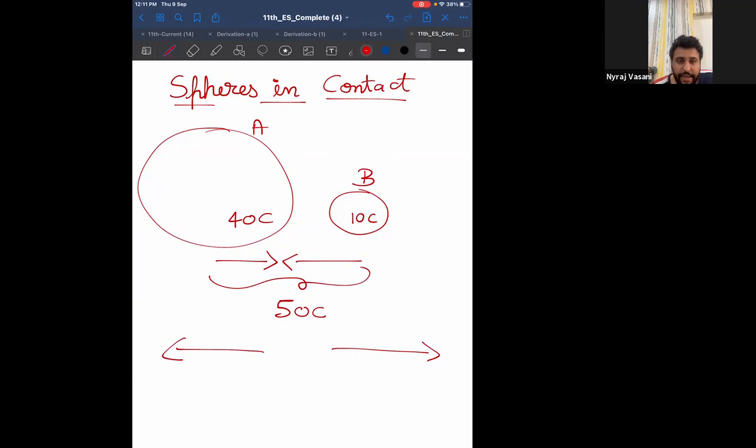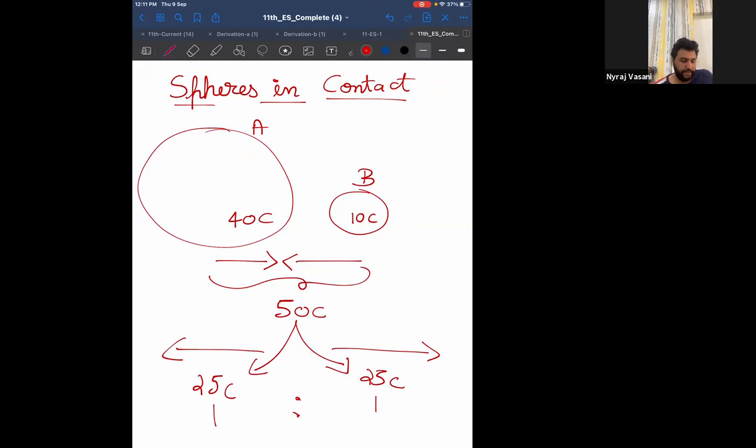Each sphere will take an equal amount of charge. That means out of 50 coulomb, sphere A will take 25 coulomb and sphere B will also take 25 coulomb. They will always take the charge in the ratio 1:1, it does not matter what the radius is. Understood this illustration? Make a note, then we'll do one or two examples of this.